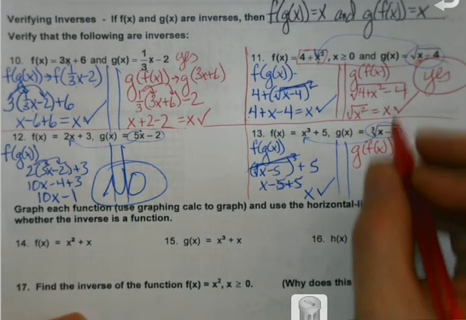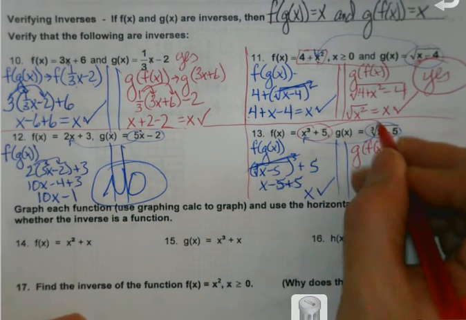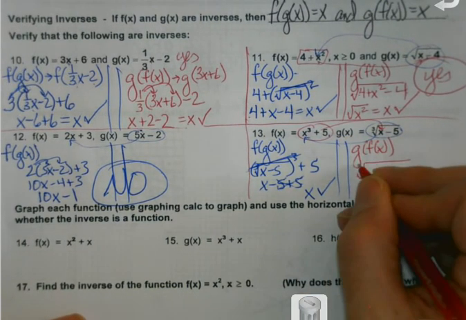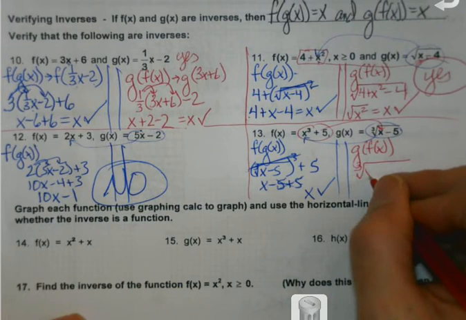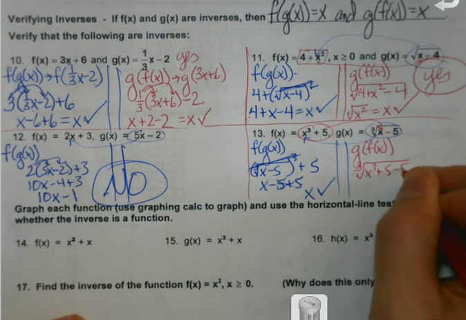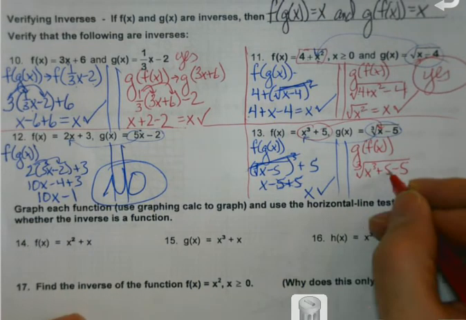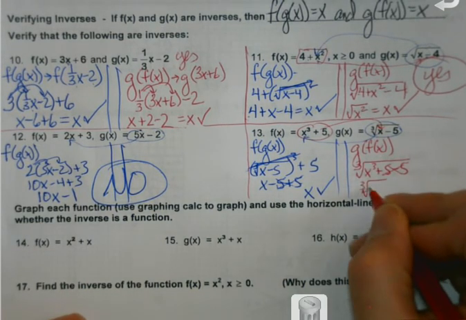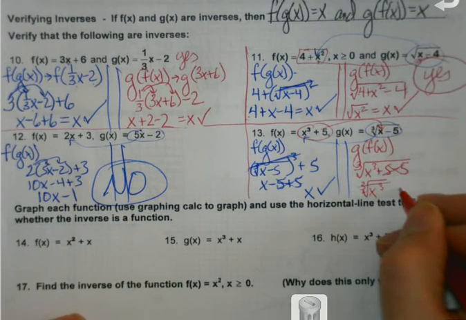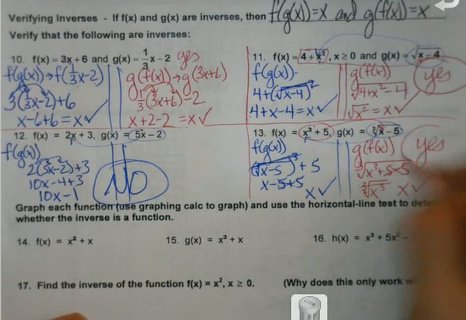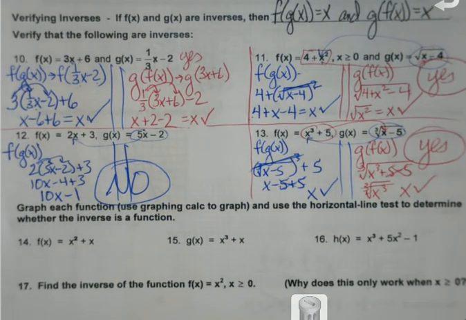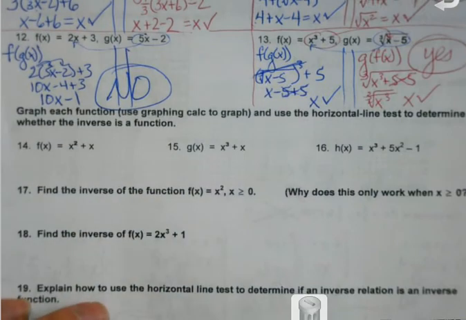Let's see. Plug f into g. Okay, so the cubed root of x cubed plus 5 minus 5. Because again, this is my x, and the minus 5 is still there. Those guys cancel. The cubed root of x cubed is x. Woo-hoo. Okay, so you do have to test both. Because there is a possibility that you could get one and not the other.